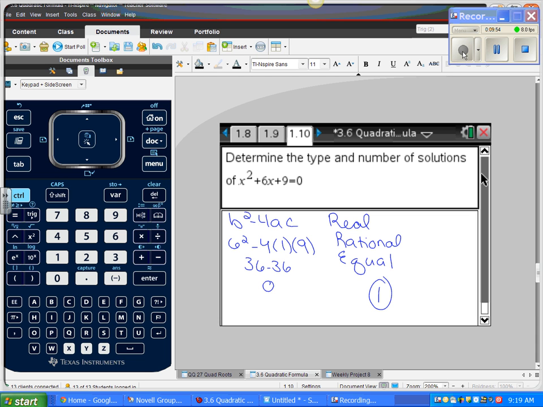Very nice. Okay, real, rational, equal, 1 root. It's tangent to the x-axis, the quadratic. It only touches in one spot, 1 point. Okay. Go ahead and turn the page and try the next one.